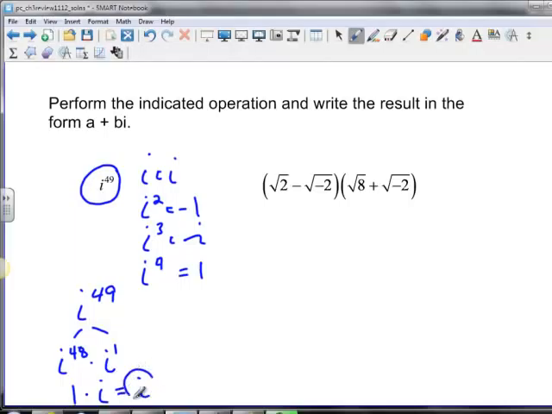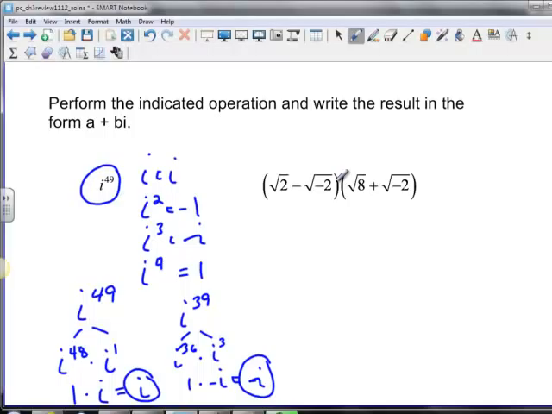If I were to do another problem like, say, i to the 39th, I could break this up into i to the 36th, because 36 is a multiple of 4, times i cubed. Well, i to the 36th is just 1. i cubed is actually -i, and so 1 times -i is -i. And so that's how we break up imaginary numbers with really big exponents.